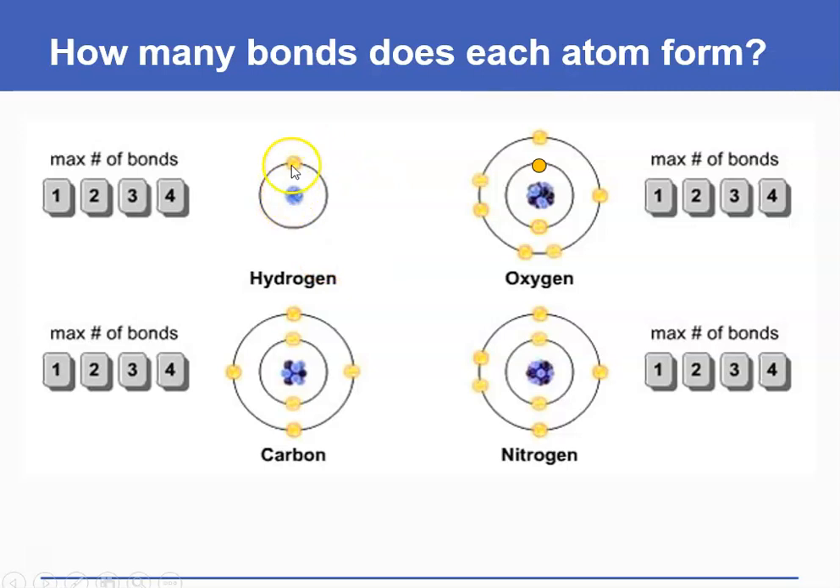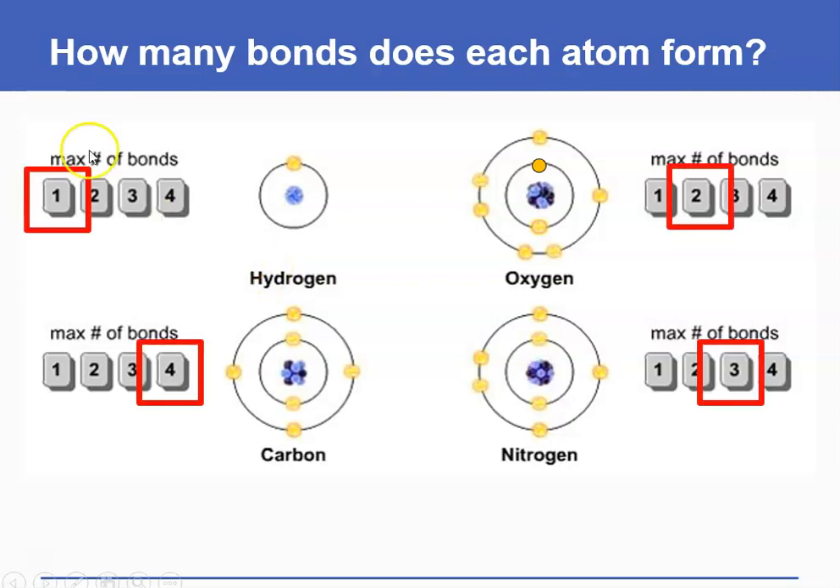So for hydrogen, hydrogen's got 1 electron in its outermost shell. What's the max number of bonds that can be formed? 1. 1 because there's spot for 1 more electron. Hydrogen can only form 1 bond. Oxygen similarly, here we can see there's room for 2 more electrons. It can form 2 more bonds.